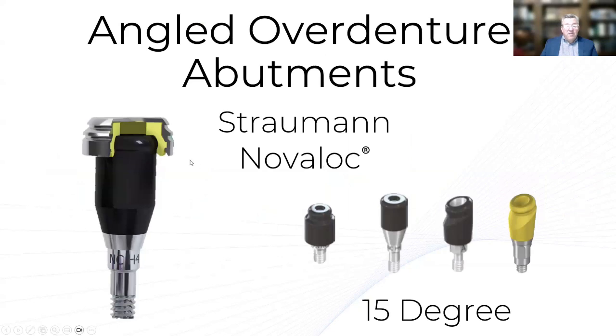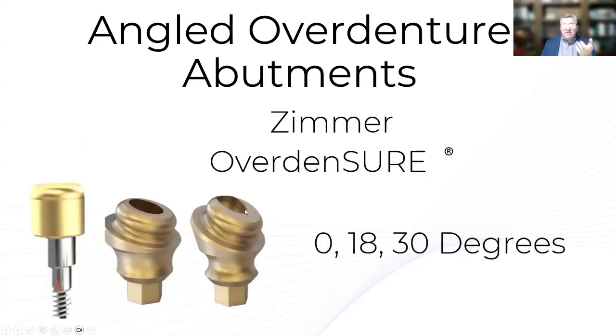But now some companies are coming out with fixed angle degrees, so you can try to get physical angle correction. For example, the Straumann Novalock has 15-degree fixed corrections. Remember, the ERA had multiple choices. The Zimmer has a 0, 18, and 30-degree correction for their overdenture system, which is great because we want to be parallel. We want to be parallel to get maximum retention, least amount of wear.